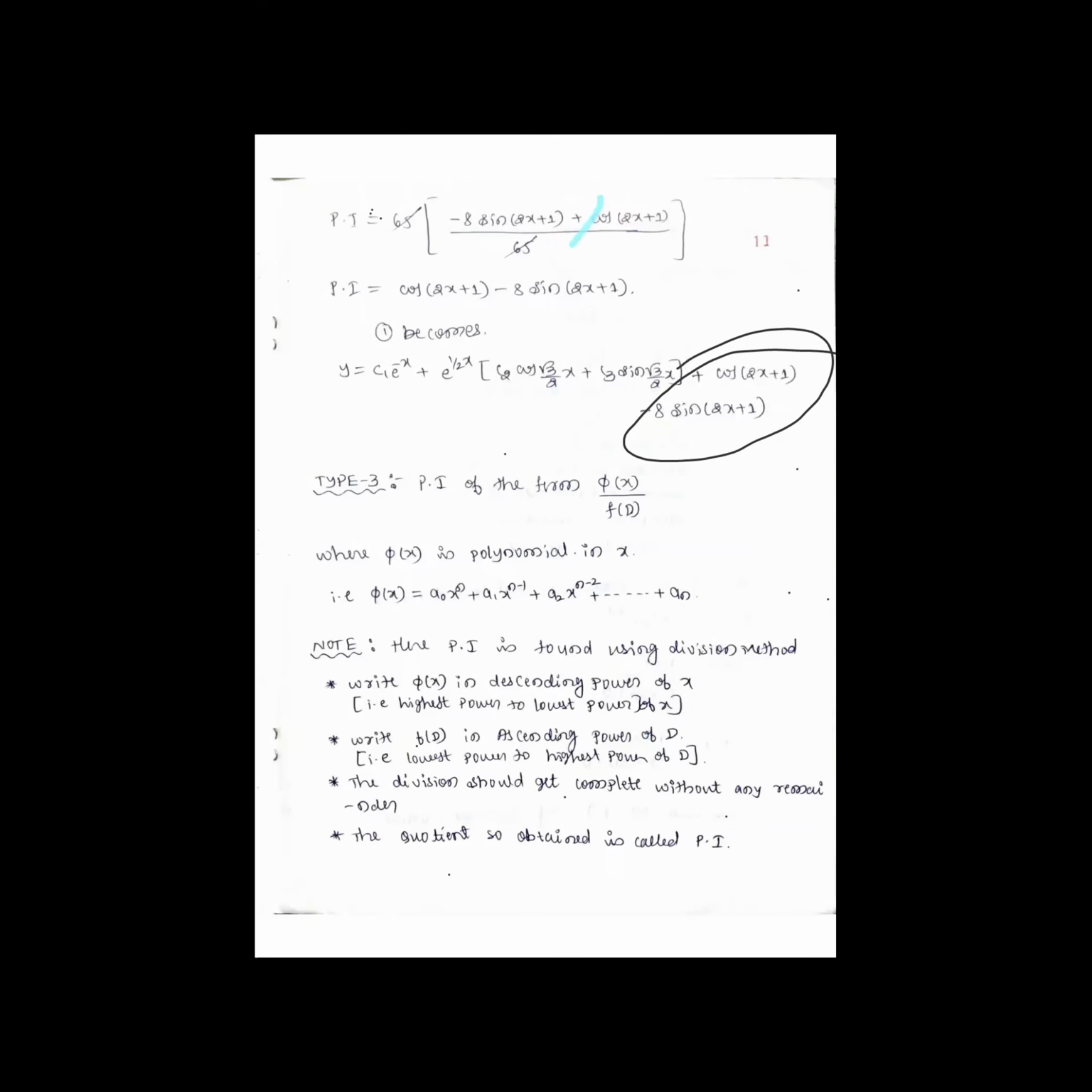Next, in tomorrow's class, I'll go for whenever the right side is a polynomial divided by f of D, what we have to do. Okay. So any doubts?